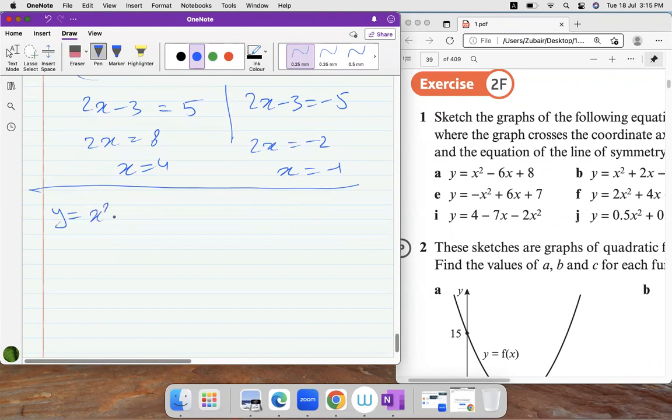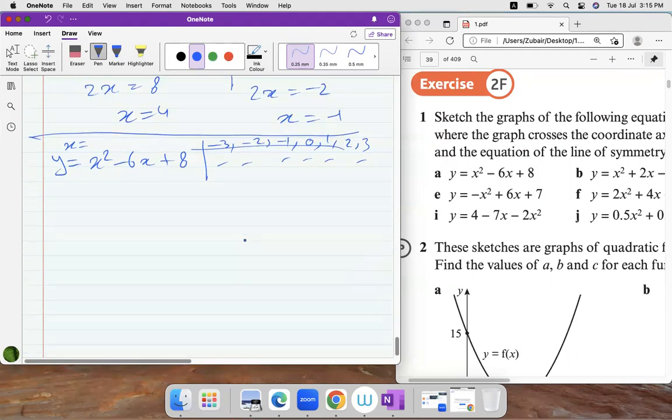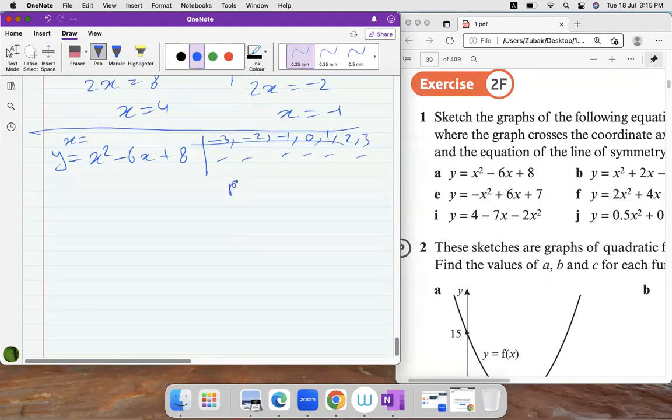If the question is y equals x square minus 6x plus 8, do you remember we used to solve it like this? We had values of x and then we had values of y. We took minus 3, minus 2, minus 1, 0, 1, 2, 3, and then we had the corresponding values of y. Do you remember this? Yes. But now we will be doing it in the other way. This was plotting. Now we are to sketch. For sketching, we need completing square form.